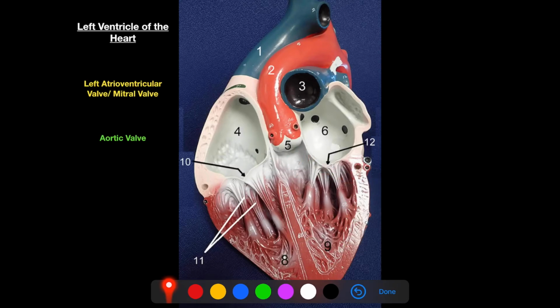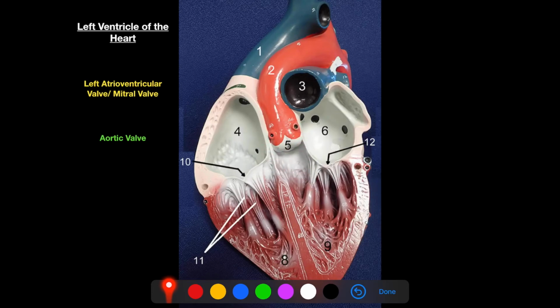Now just because I didn't add more terms on the left hand side of the screen doesn't mean there aren't more landmarks found in this chamber. You still have your papillary muscles, you still have your chordae tendineae located here, as well as your trabeculae carneae down here. So they exist on both sides of the ventricles, but as far as specific landmarks only found in the left ventricle of the heart, you only have these two, the left atrioventricular valve and the aortic valve.